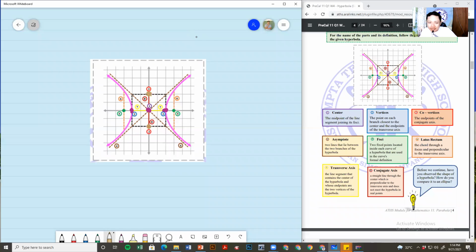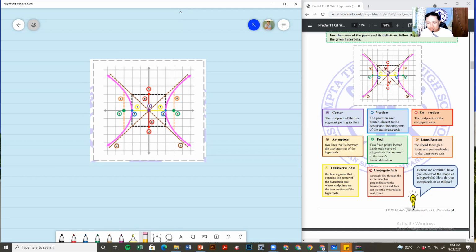Okay, so we now have the center there. This is our center. You also have the vertices and the co-vertices. Okay, let's continue. So we also have the asymptote. Asymptote will be discussed further in your basic calculus when we get to limits. Nevertheless, I hope you have encountered the word asymptote already.